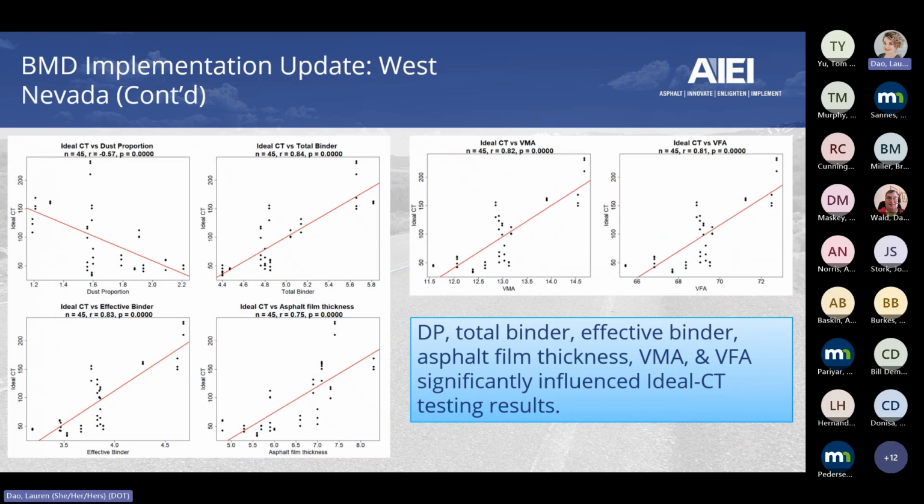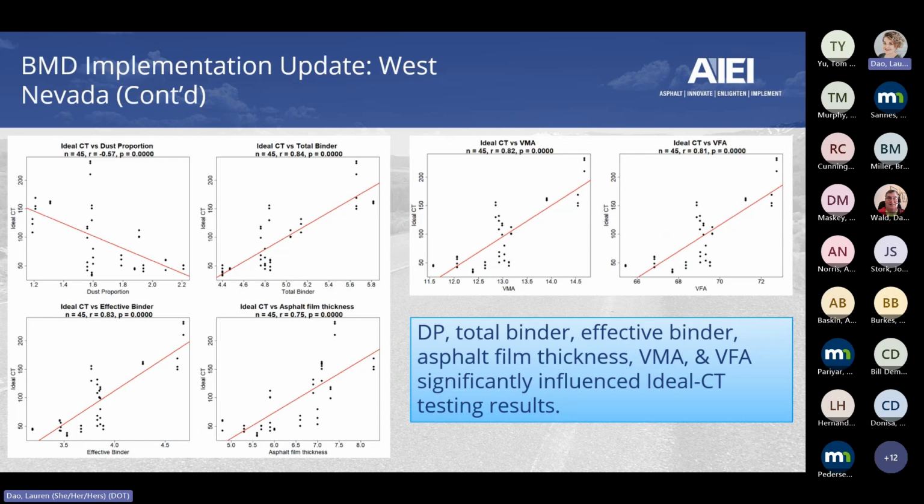These are statistical trends. I don't want you to take them that this is the relationship and this is the equation. This is statistical analysis to show the ideal CT. So the vertical line is always the ideal CT, your CT index, versus the different parameters. So for instance, this is the ideal CT versus dust proportion. Ideal CT versus the effective binder, versus the asphalt film thickness, the total binder, the VMA, and the voids filled with asphalt. These are the ones that showed highly statistical correlation.